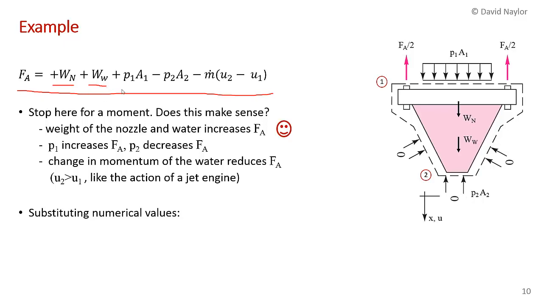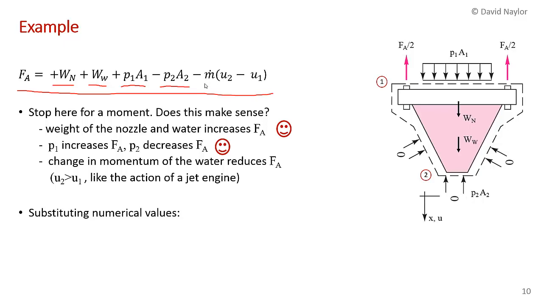The pressure at P1 acts downwards. It's going to add extra tension to the bolt. And the pressure at 2, if there was one, if it wasn't zero gauge, acts upward. It's going to reduce the tension in the bolts. So that makes physical sense. So I'm happy with that term.